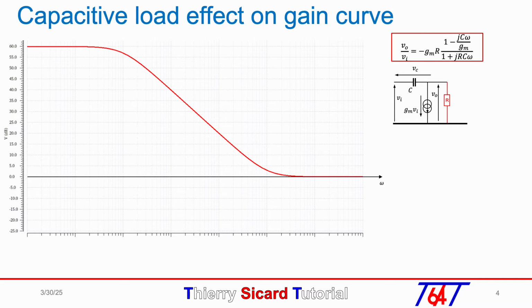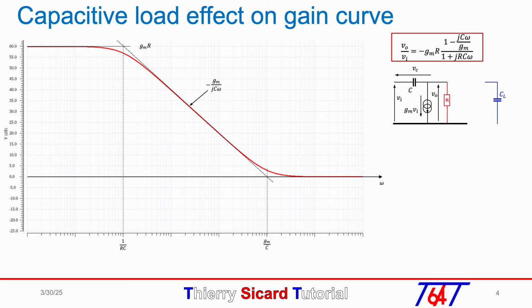The red curve represents, as a reminder, the gain of the common source amplifier without a capacitive load. We plot the continuous gain asymptote GMR followed by the minus 20 dB by decade asymptote, minus Gm over C omega. This asymptote crosses the continuous gain asymptote when omega p equals 1 over RC. The same asymptote crosses gain 1 when omega 0 equals Gm over C.